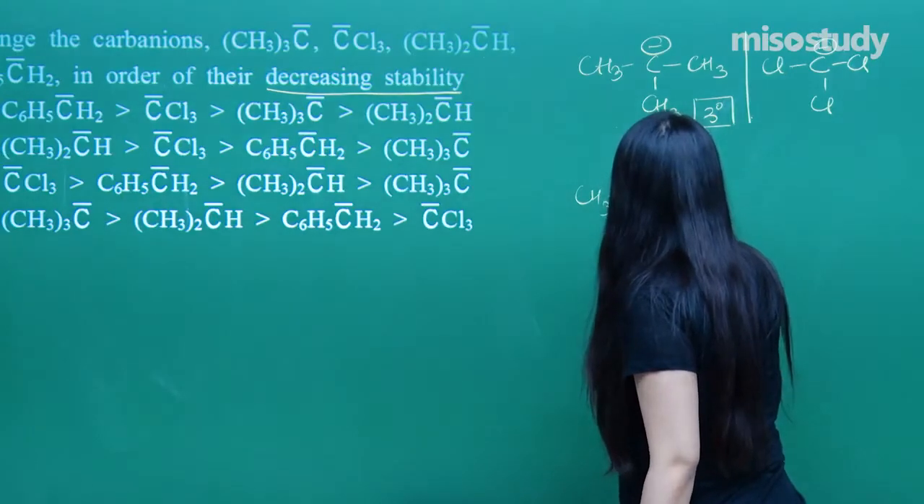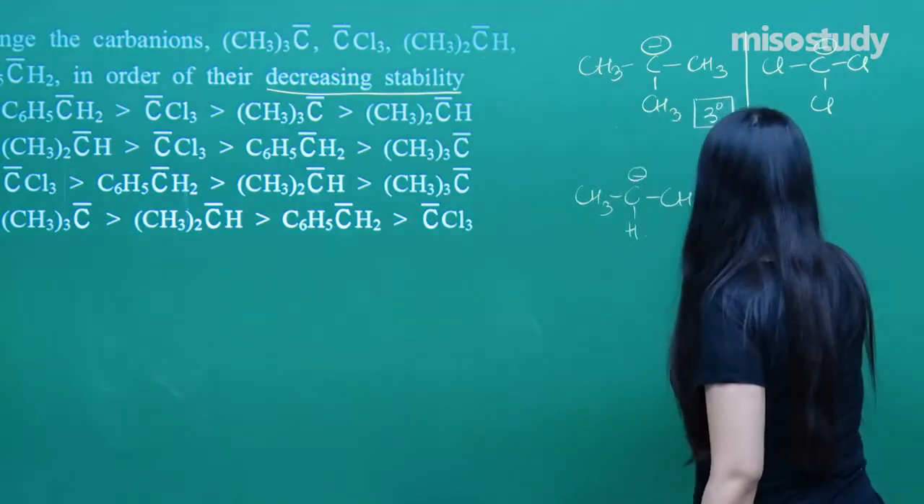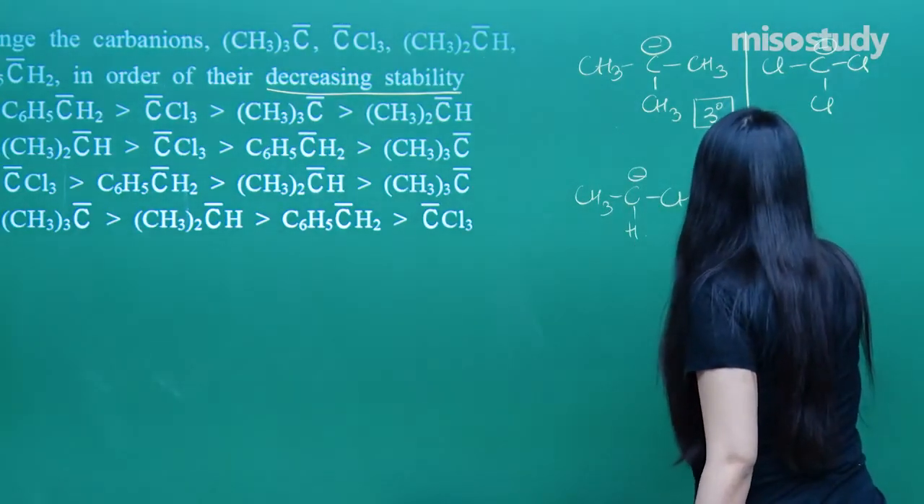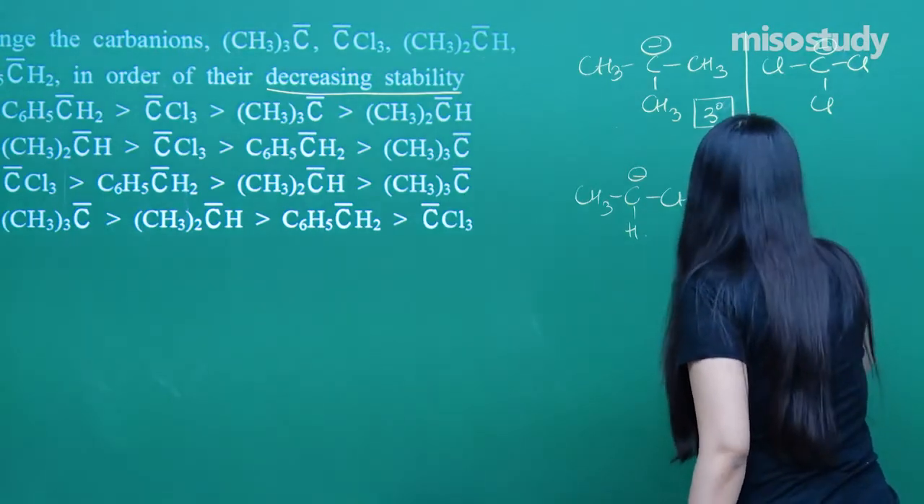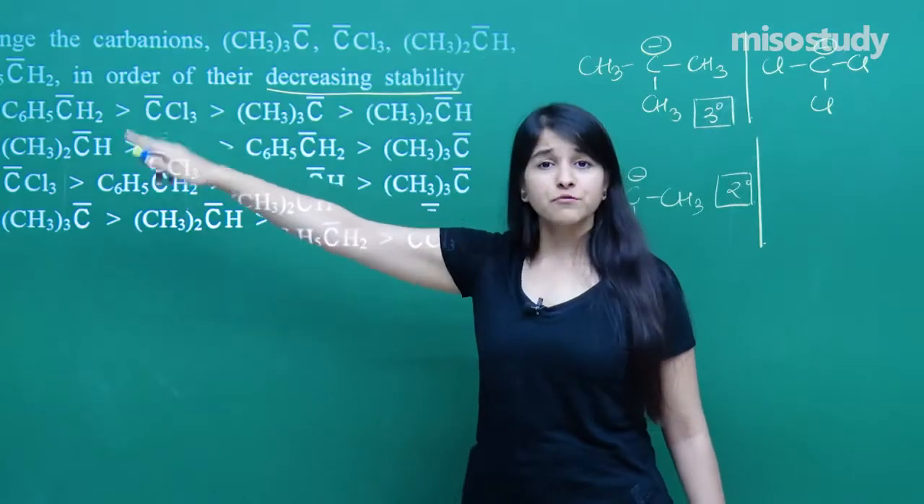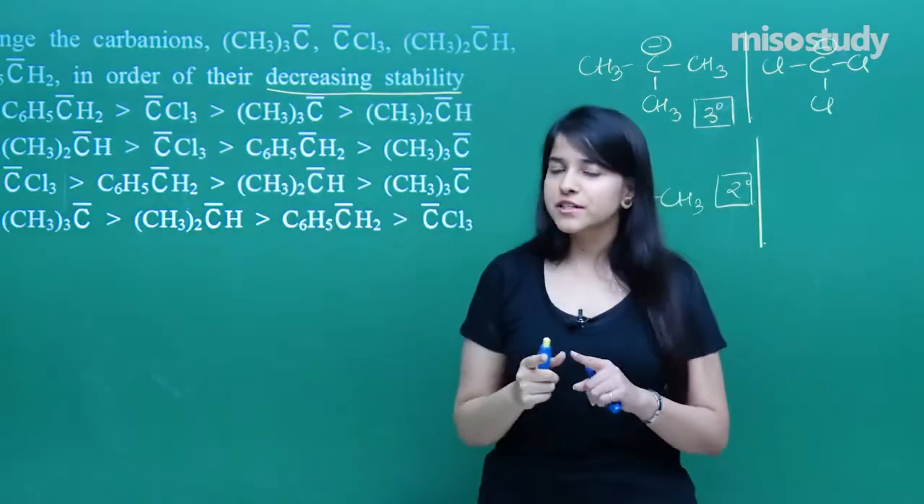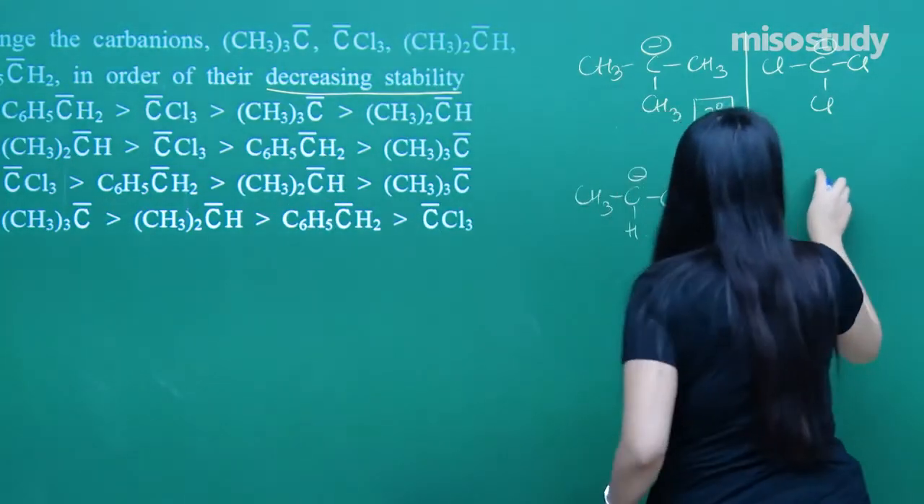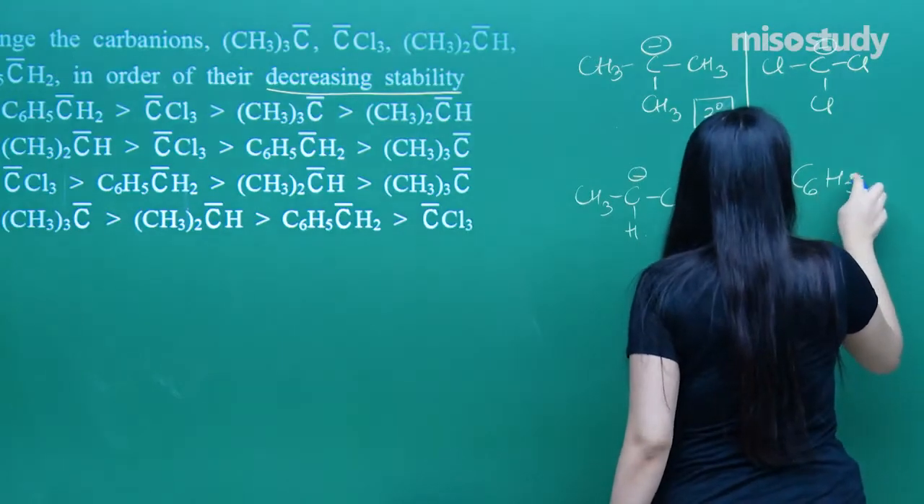So we already have discussed the stability of carbanions. So we will be using that fact over here. And the last one, what do we have? That is benzyl carbanion, not the carbocation, but benzyl carbanion we have got. So that is somehow like this.